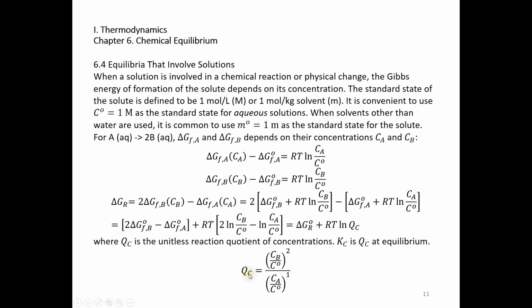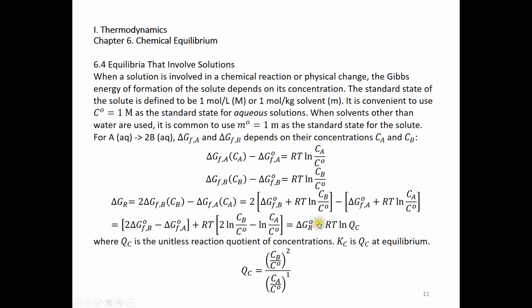Note that Q sub C has to be unitless. Again, on top it's the concentration of B relative to C naught, to the power of 2, of course, and then on the bottom it's the concentration of A relative to 1 molar to the power of 1. So on top it's unitless, on the bottom it's also unitless.